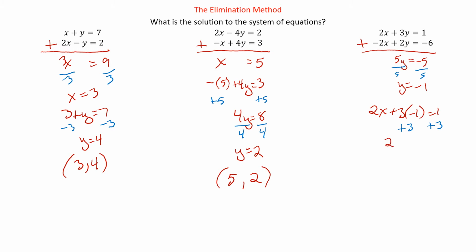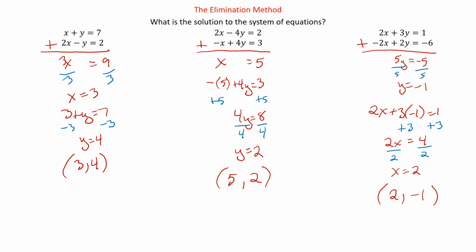And that gets us 2x equals 4. Divide both sides by 2 to get x equals 2. Now our ordered pair, remember, is x comma y, so in this case it's 2 comma negative 1. Even though we found the y first, the ordered pair is always x comma y. So this is the basic idea behind solving by elimination.